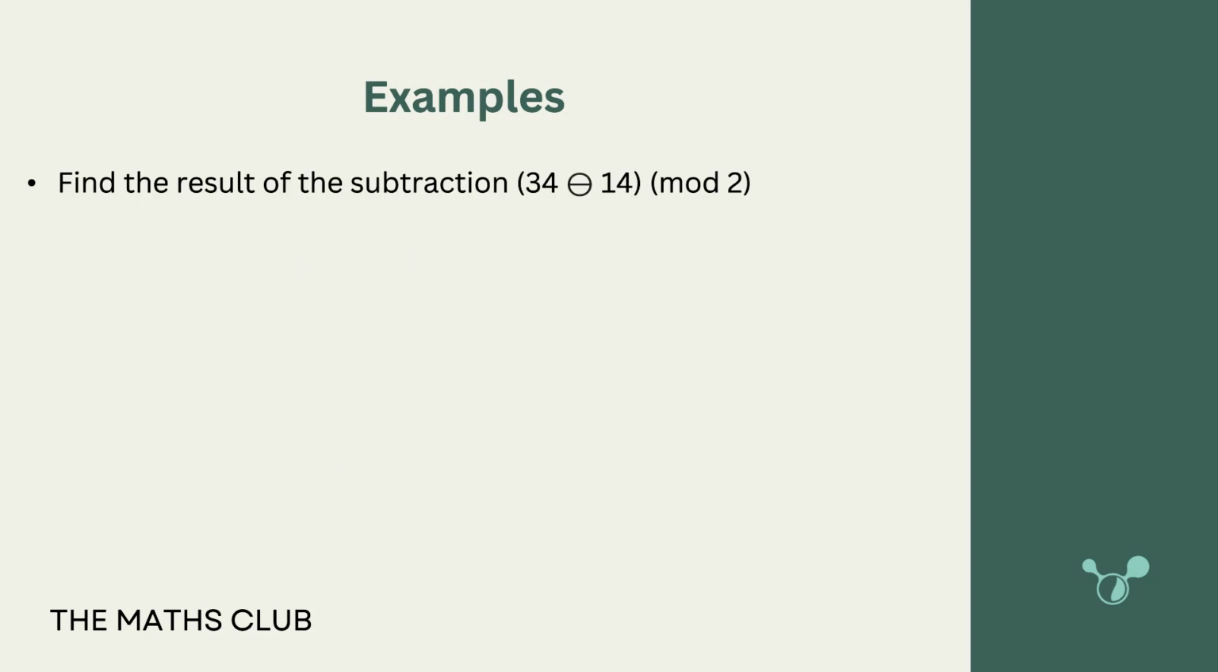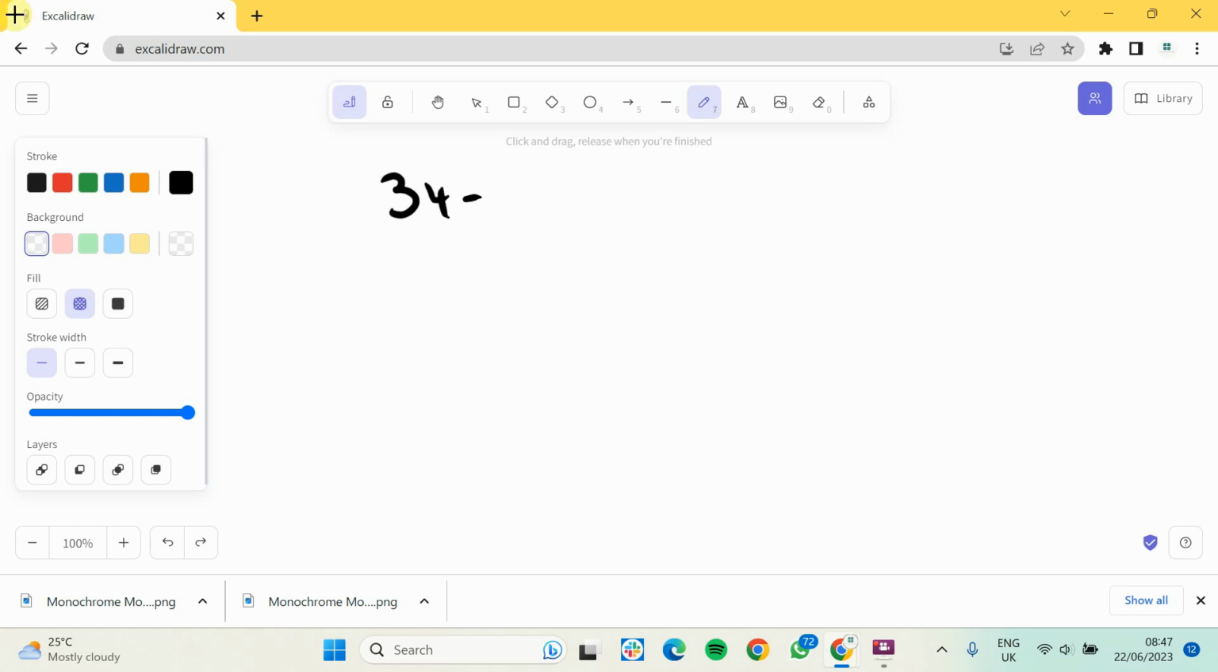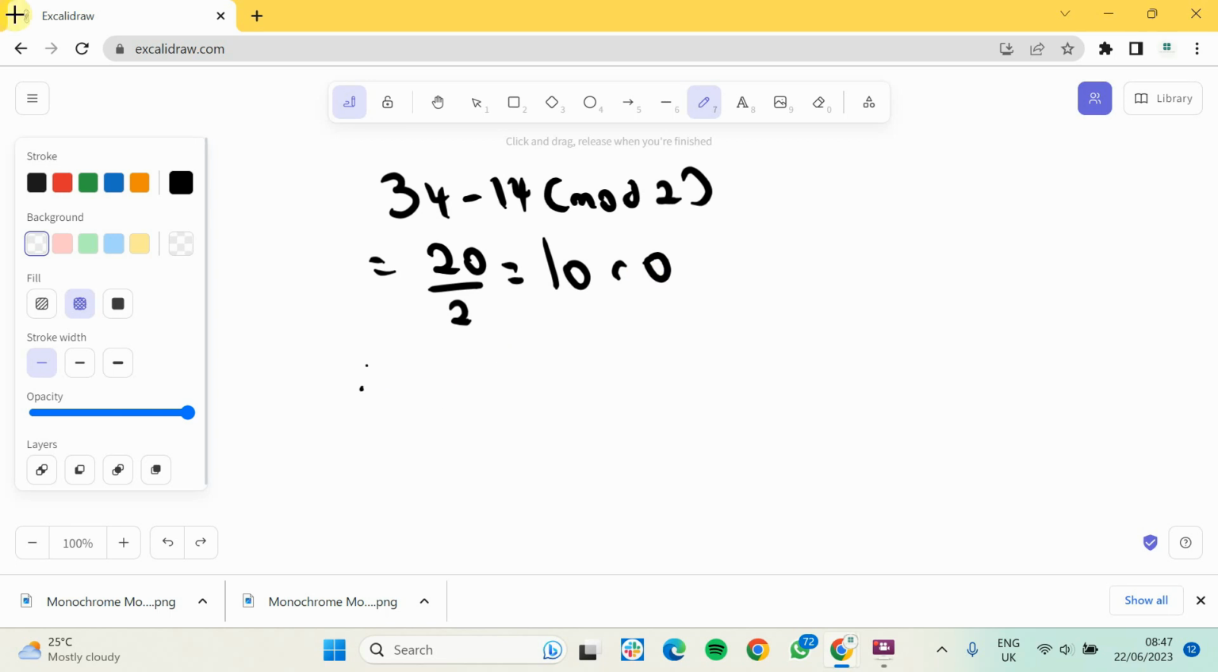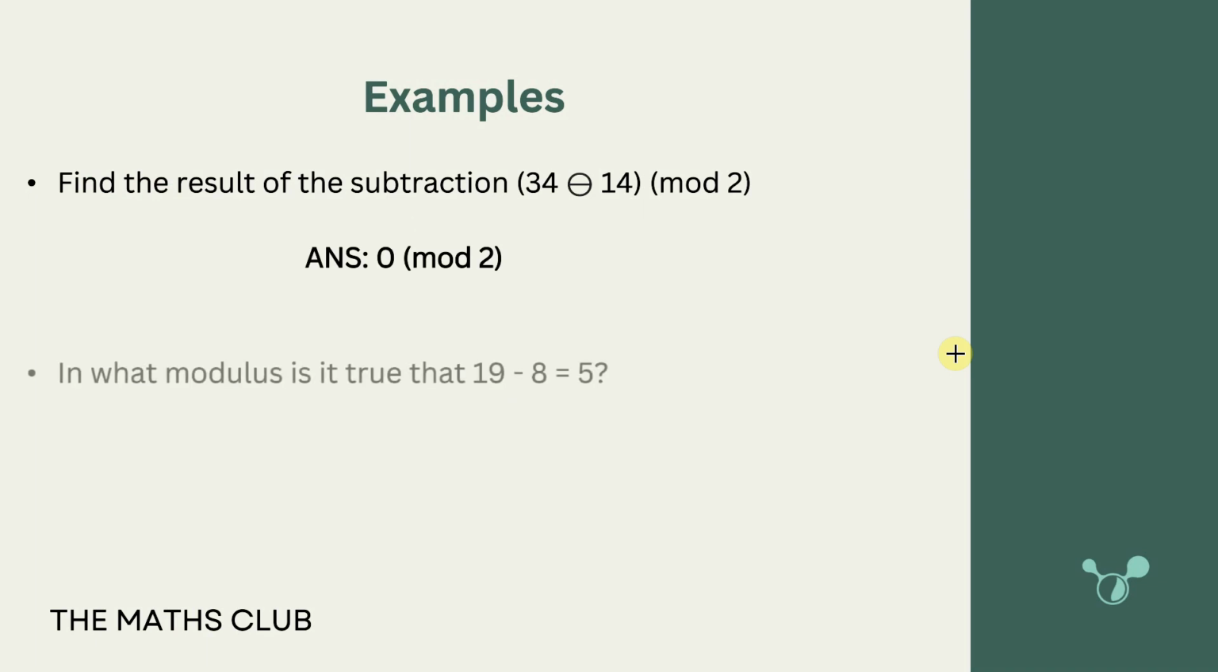Let's continue. It says find the result of the subtraction of 34 minus 14 mod 2. 34 minus 14 normally is 20. If I want to convert that 20 to a smaller value in mod 2, I'll just divide by 2, which is the mod. 20 divided by 2 is 10. Is there a remainder? No. So the remainder is 0. Therefore, 34 minus 14 mod 2 will just be equal to the remainder, which is 0 in mod 2. That's all. Let's see if our answer is correct. Great, great.